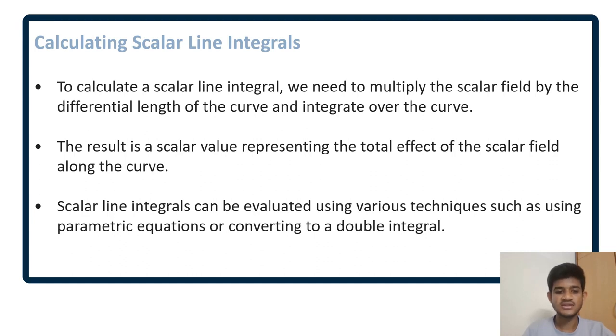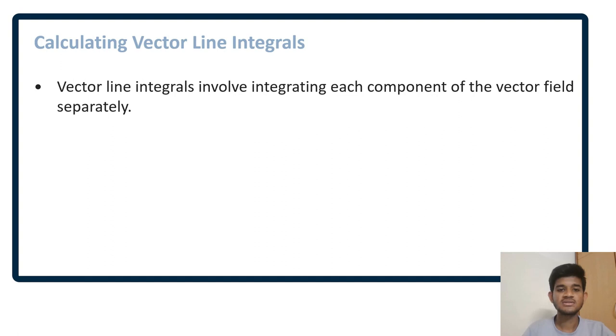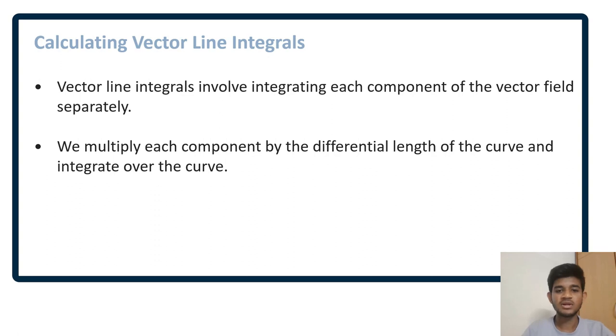Calculating vector line integrals. Vector line integrals involve integrating each component of the vector field separately. We multiply each component by the differential length of the curve and integrate over the curve. The result is a vector value representing the total effect of the vector field along the curve.